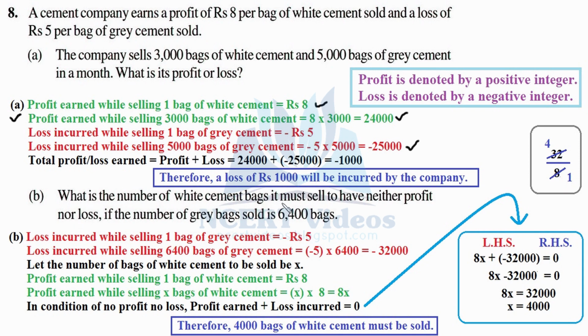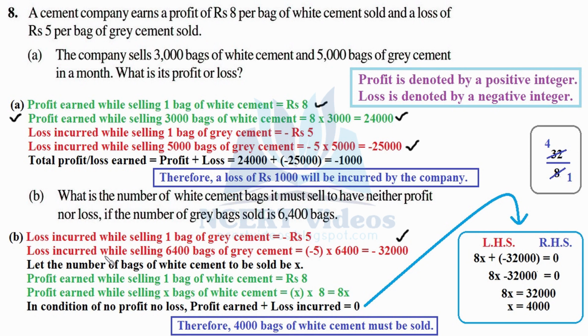Now B part. What is the number of white cement bags it must sell to have neither profit nor loss, if the number of grey bags sold is 6,400 bags? So here we are given the condition that the company had neither profit nor loss. It means no profit, no loss, so profit earned plus loss incurred would be 0. So loss incurred while selling 6,400 bags, when you multiply it with minus 5, gives minus 32,000. So the company had a loss of 32,000 rupees.